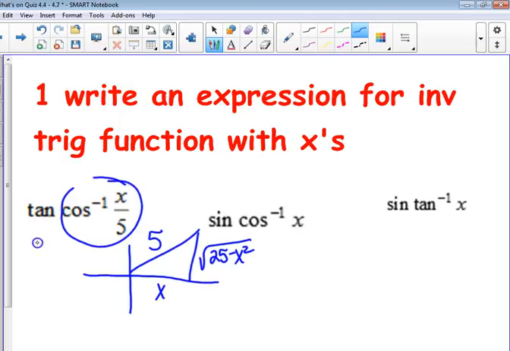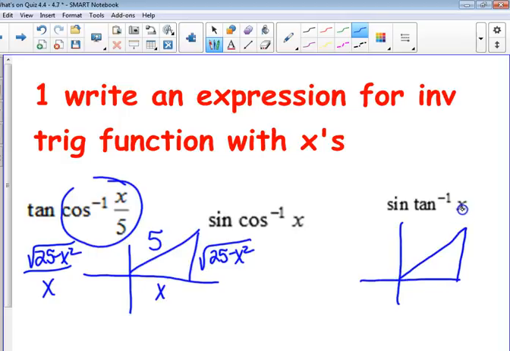Okay, the tangent would then be opposite over adjacent, yes? Okay, I'm going to do this one over here because it's a little bit different. If you need me to do the one in the middle, I can. If the tangent is just x, what do I do? Okay, so opposite over adjacent. Now, what goes on the hypotenuse?